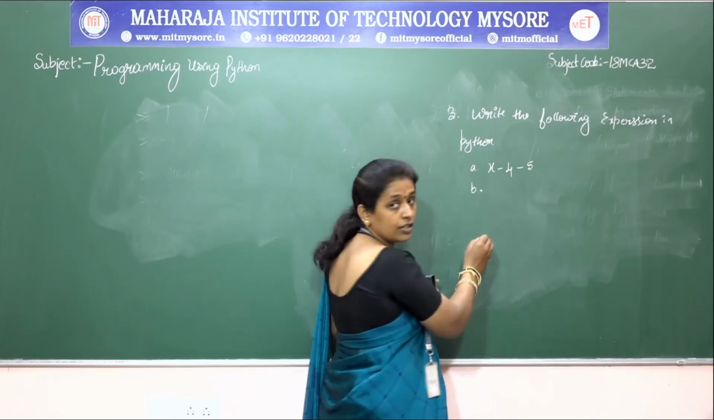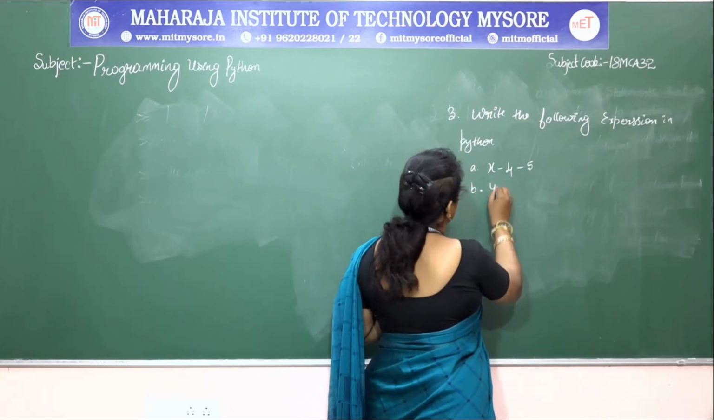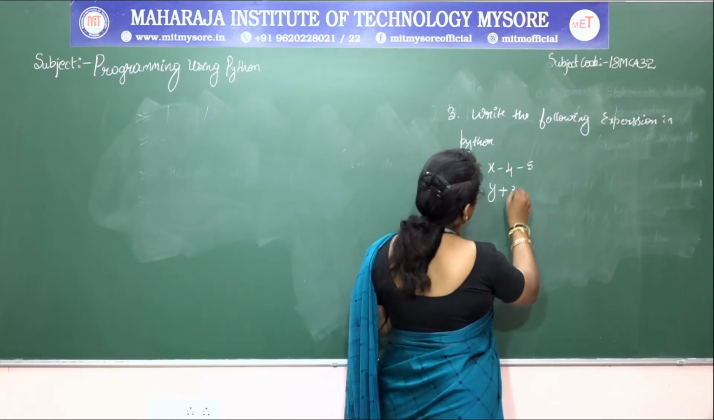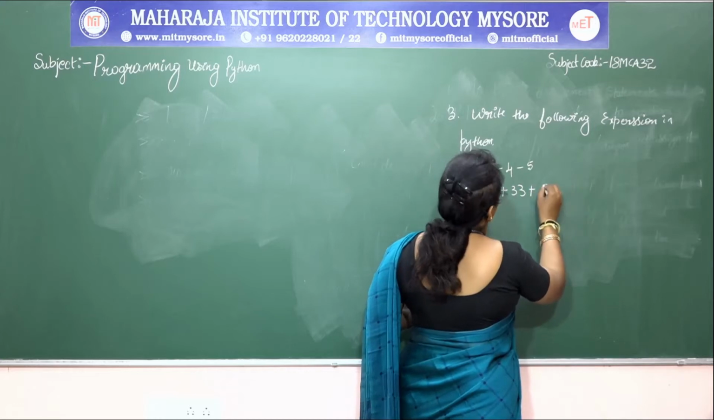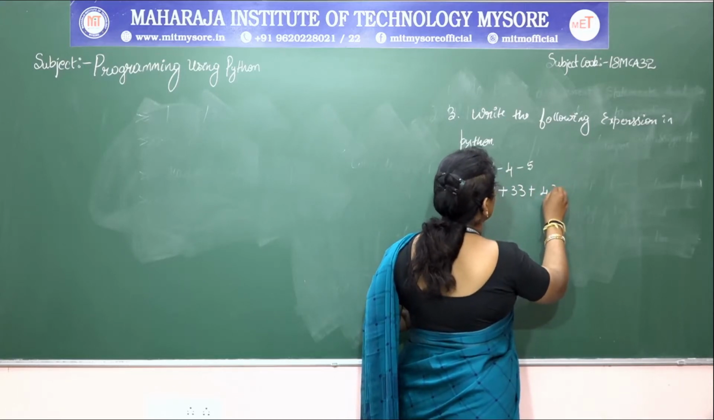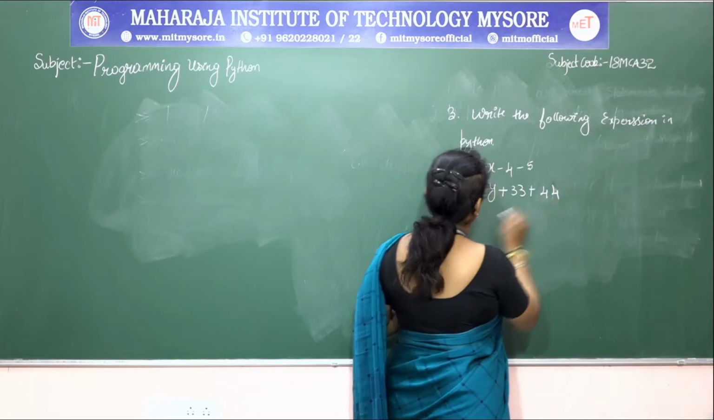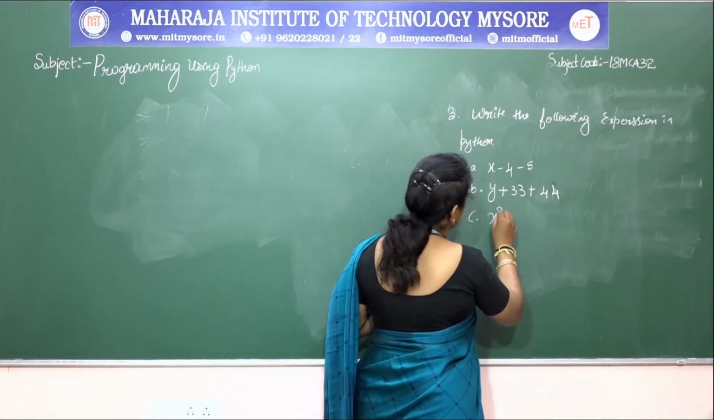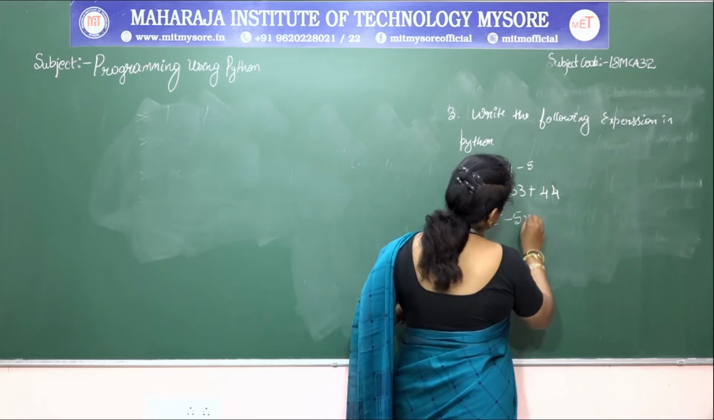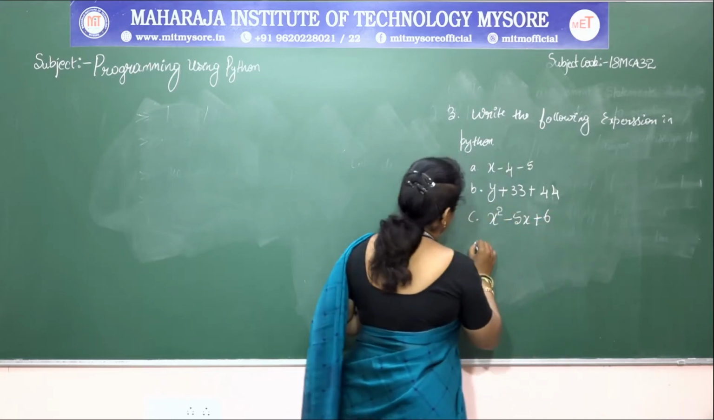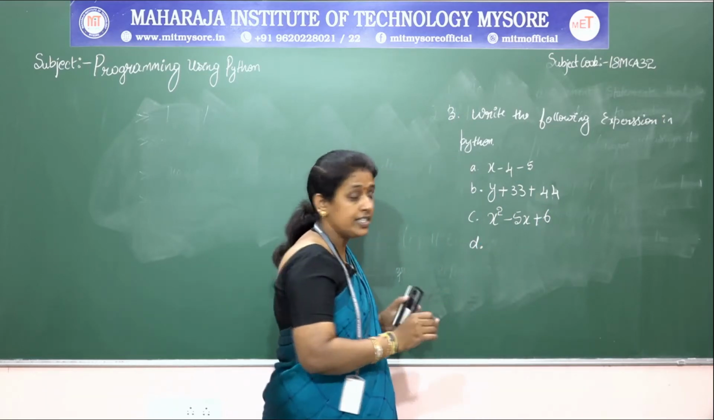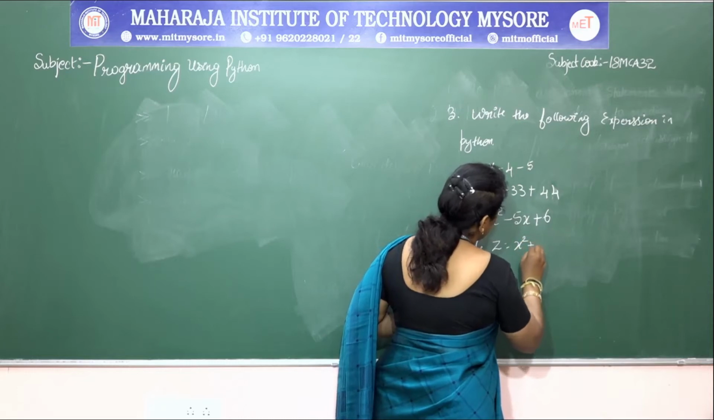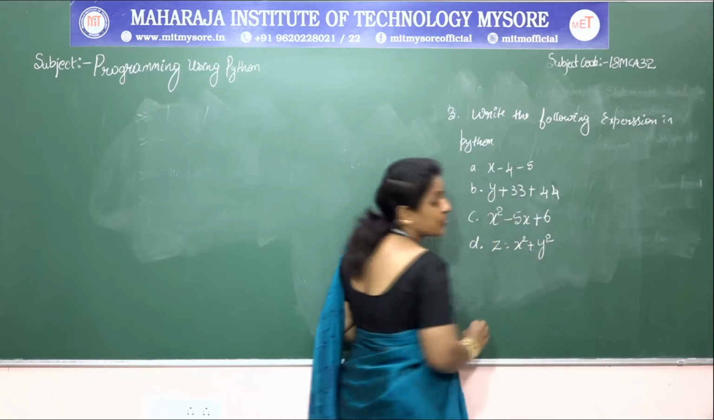Second one it is, okay, y plus 33 plus 44. And next expression is x to the power of 2 minus 5x plus 6. And next expression it is z equal to x square plus y square.